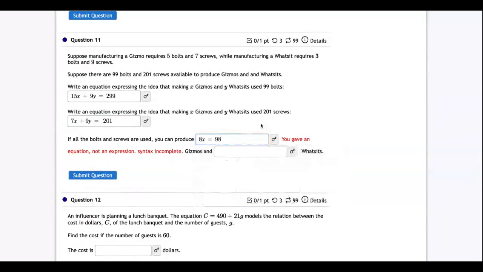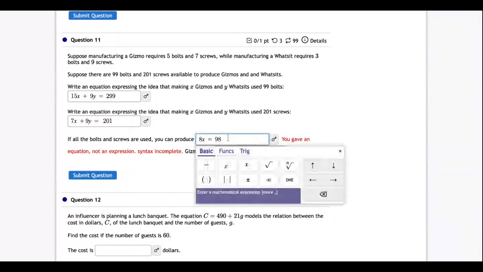We get 8x. So how many x? Right. So 8x equals 98. Yeah, 15 minus 7 is 8, right? 299 minus 201, that's 98. It's not an even number, so we get approximately 13. Why is it not? It should be an even number.